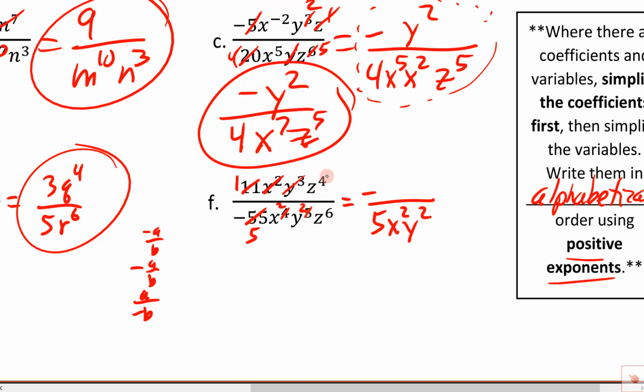How many z's on the top? 4. How many z's on the bottom? 6. How many cancel? 4 of them cancel, so that means there's 2 left, and the 2 that are left are on the bottom, so I'm going to go ahead and write that on the bottom. And then I take a look at this and I realize, hey, wait a minute. Everything that's left is on the bottom. The only thing on the top is a negative, but don't forget, we've got to have that 1 in there.